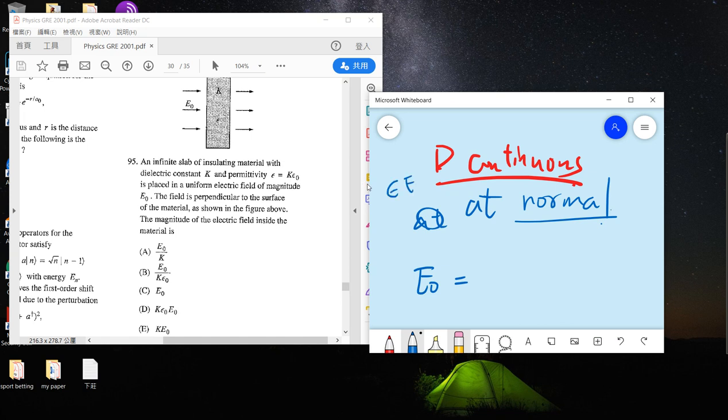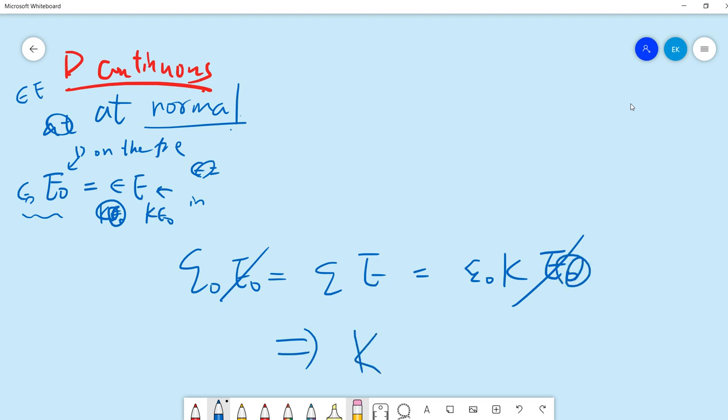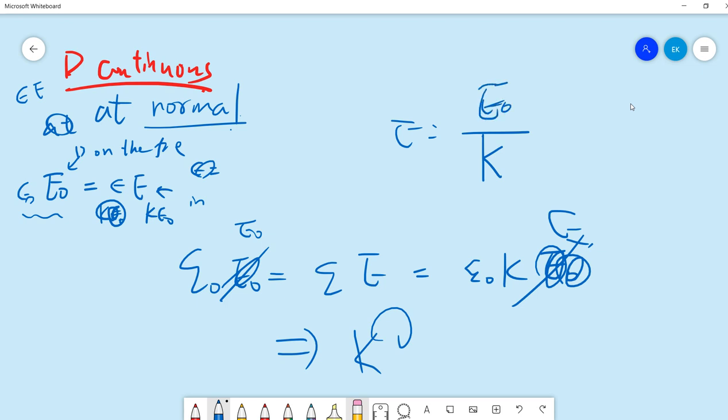It is epsilon E, right? So epsilon E, and epsilon is just K epsilon naught. This is epsilon naught E naught, the D in free space. This is in the dielectric. So basically, we just have epsilon naught E naught equals epsilon E, which is K epsilon naught E. So cancel. What we get is this is E. So E just equals E naught over K.